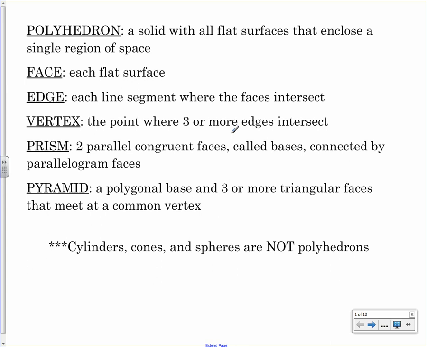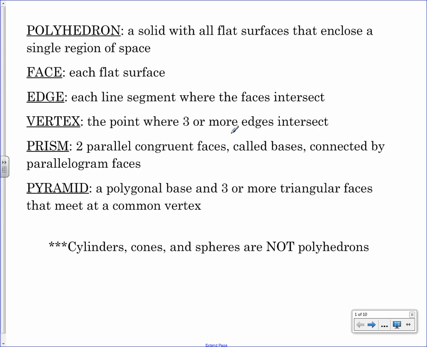A pyramid is a polygonal base, so that means any polygon is the base. So you could have a triangle as a base, you could have a square as a base, you could have a pentagon as a base. Those would all be fine. It's a polygonal base and three or more triangular faces that meet at a common vertex. So as you said, look at your picture. You've got a prism right underneath the word prism, and you've got a pyramid right underneath the word pyramid.